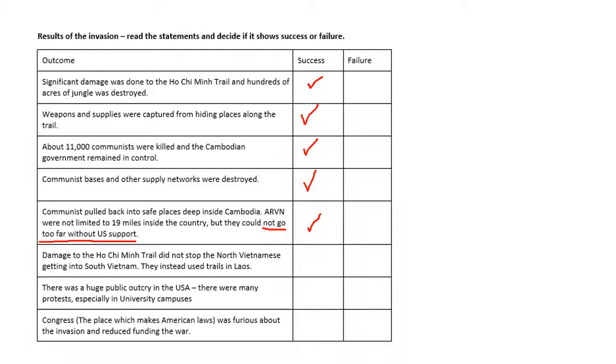The damage to the Ho Chi Minh Trail didn't stop them. They used trails in Laos, so that's a failure. Huge public outcry, that's going to be a failure. And Congress was furious about it because they'd not been told, and they reduced funding. Now, obviously, if you have a look at this, you'd think it was more success than failure, but for Nixon, these two here were really important for him.